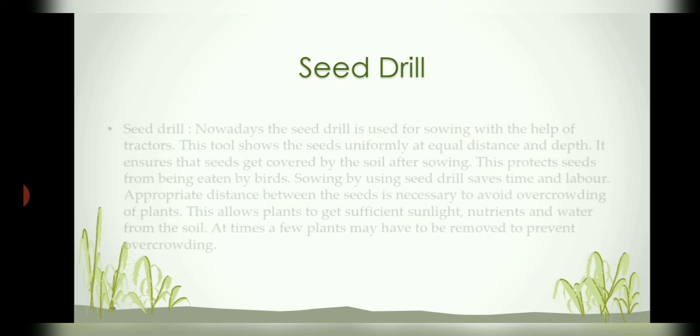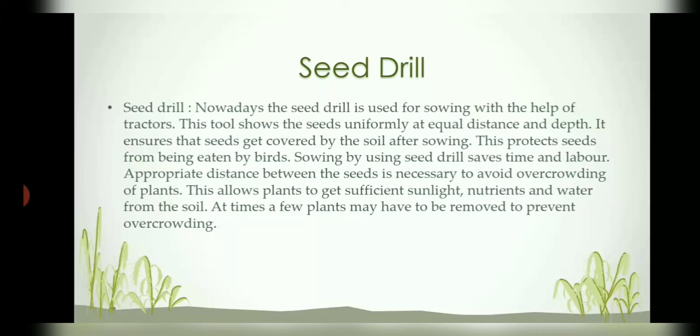Seed drill. Nowadays, the seed drill is used for sowing with the help of tractors. This tool sows the seed uniformly at equal distance and depth. It ensures that seeds get covered by the soil after sowing. This protects seeds from being eaten by birds. Sowing is done by using seed drill.